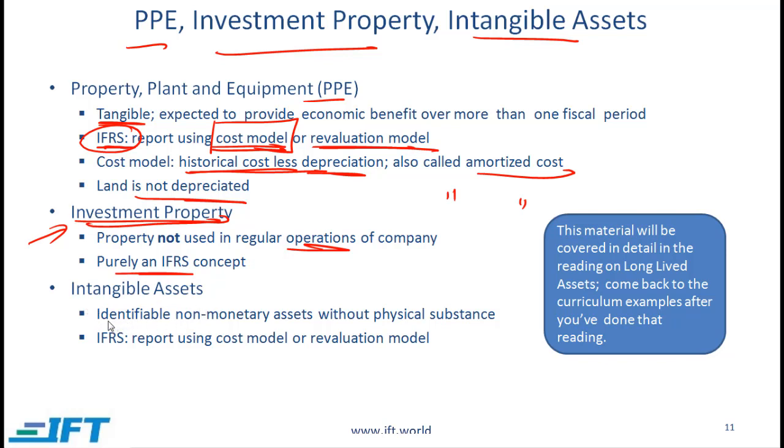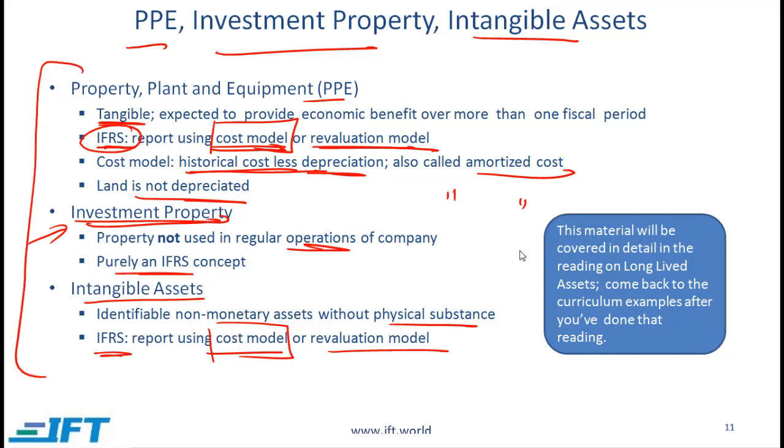Intangible assets are identifiable non-monetary assets without physical substance. Classic examples of intangible assets would be copyrights and patents. According to IFRS, we report intangible assets using the cost model or revaluation model. US GAAP allows only the cost model. These items will be covered in detail later when we do the reading on long-lived assets.